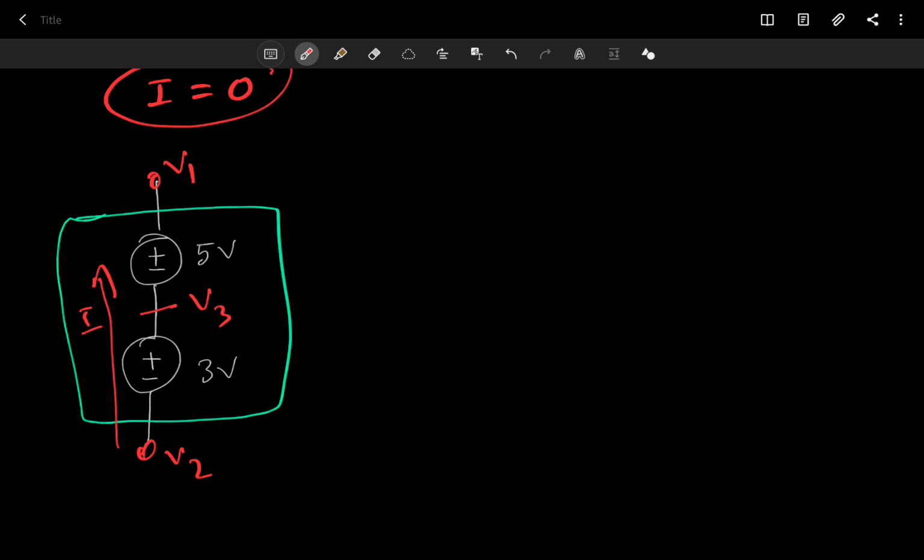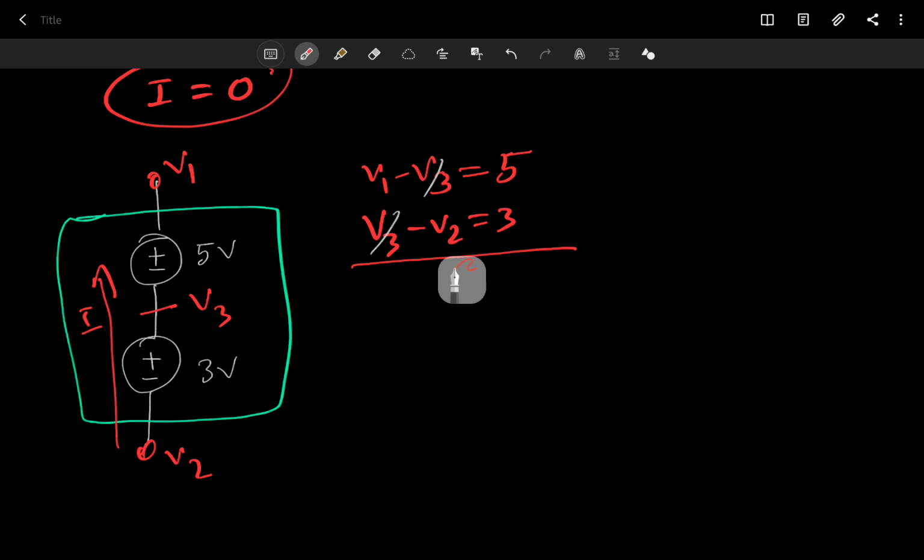So here, first of all, we have another node here. Let's call it V3. So for the 5 volt voltage source, we have V1 minus V3 equals 5, and for the 3 volt voltage source, we have V3 minus V2 equals 3 volt. So again, if we add them up, the V3s cancel out, and we have V1 minus V2 equals 5 plus 3, 8.